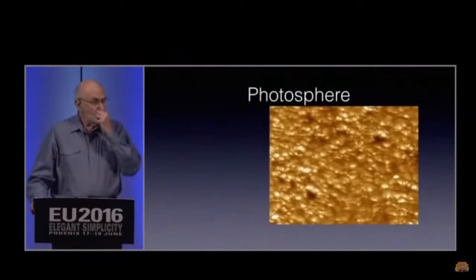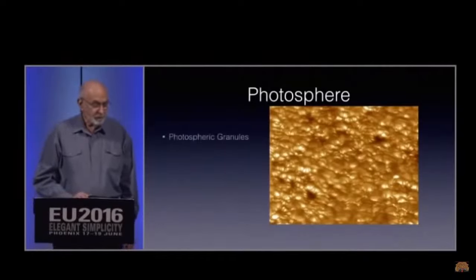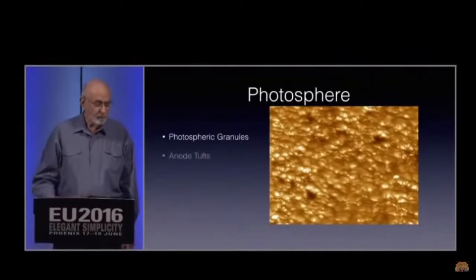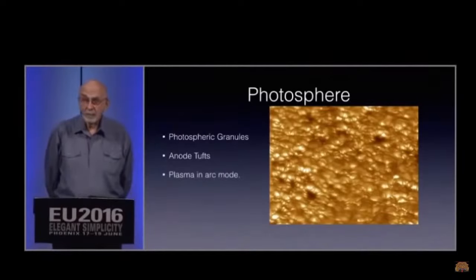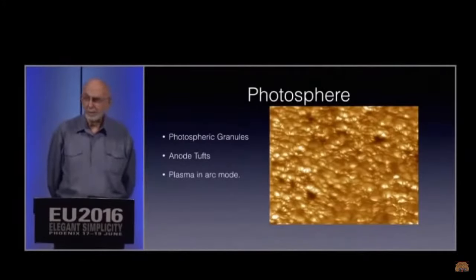The photosphere is where the action is, and that's what we're going to be talking about mostly. The photosphere consists of these things that the astronomers call photospheric granules. A more proper name for them is anode tufts. The anode tufts consist of plasma in the arc mode, and I've heard all sorts. Even one of my good friends thinks the sun is liquid hydrogen or something. It better be pretty hot liquid, because plasma in the arc mode puts out a horrific amount of power.